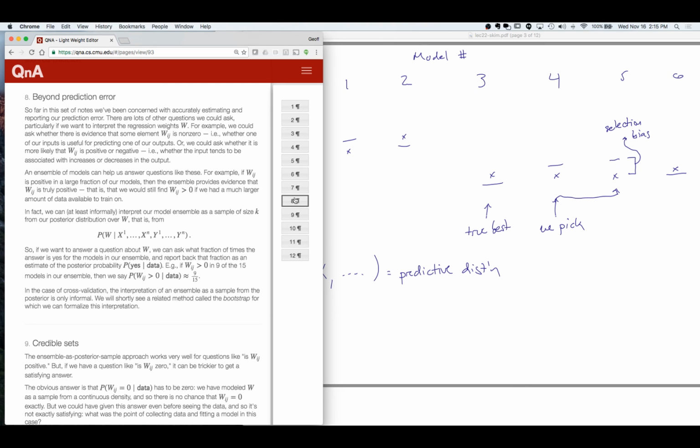Now, the ensemble lets us answer this sort of question. For example, if w_ij is positive in most of the models in our ensemble, then we'll say, yes, we think w_ij is probably positive.